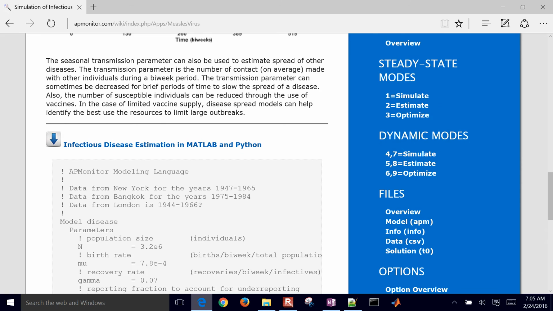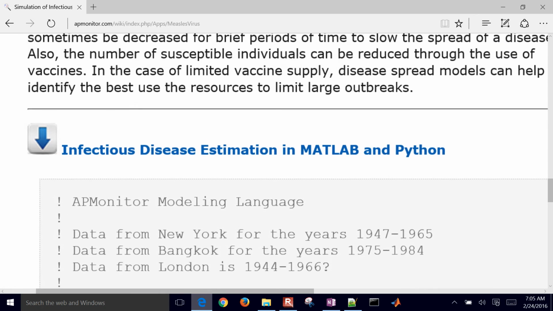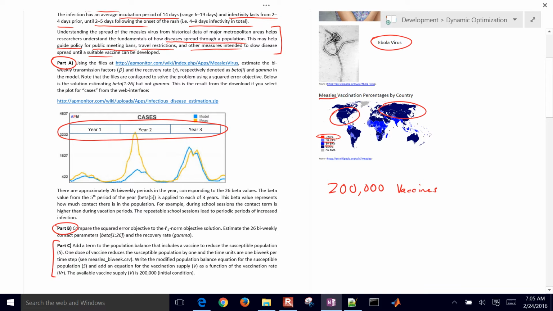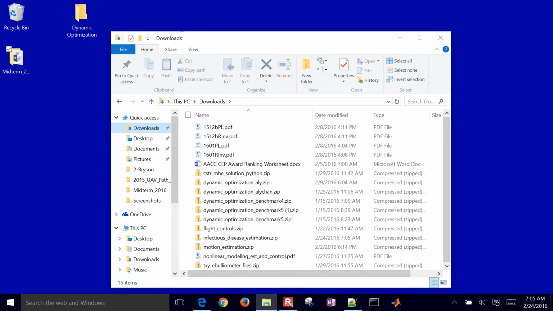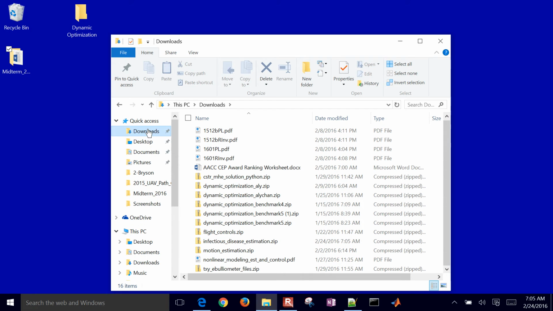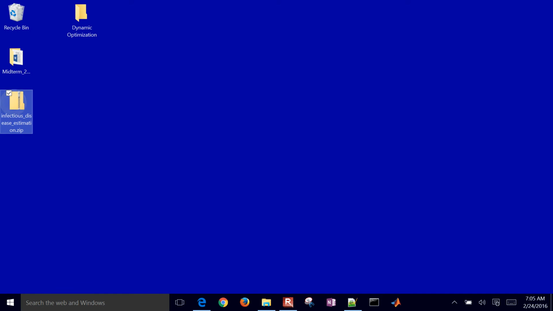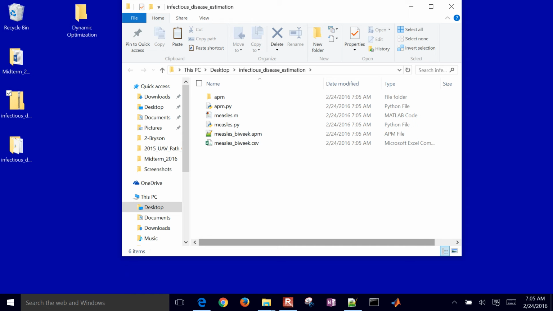We're going to start with these files right here, the infectious disease estimation in MATLAB and Python. Go ahead and download that just to do parts A and B. Once those are downloaded, go ahead and take those files, the infectious disease estimation, and extract them. There it is. We have our model.